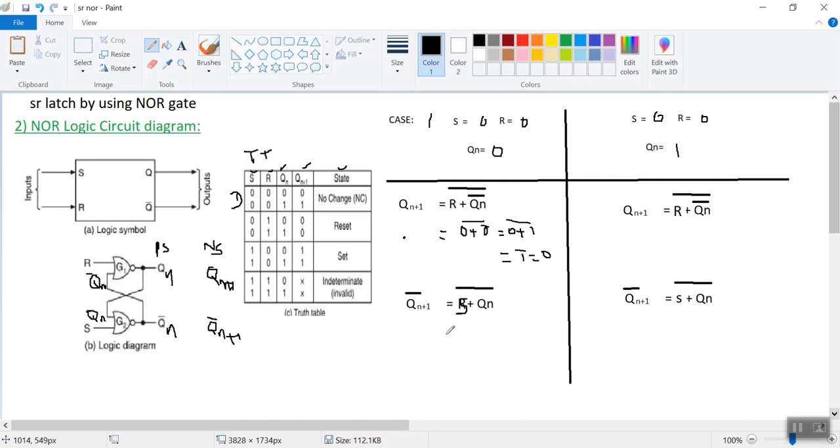In the similar way, S is 0 plus Qn, which is also 0, and whole complement. 0 plus 0 is equal to 0.